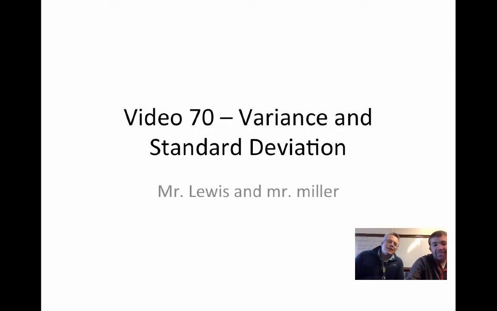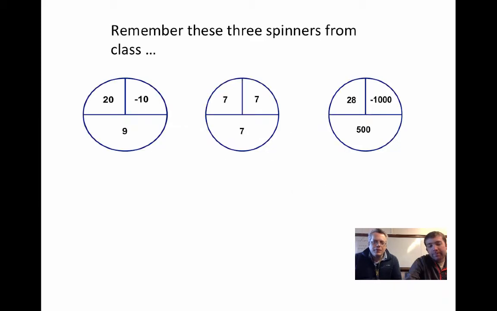Anyway, video number 70. Variance and standard deviation. So variance is a measure of spread we didn't talk about earlier, but we need it for random variables. We're going to learn how to calculate these from a probability model.